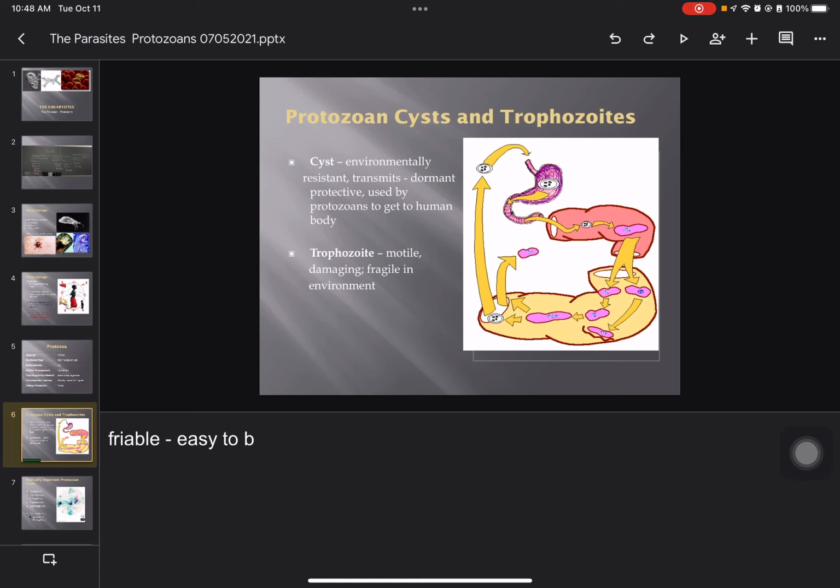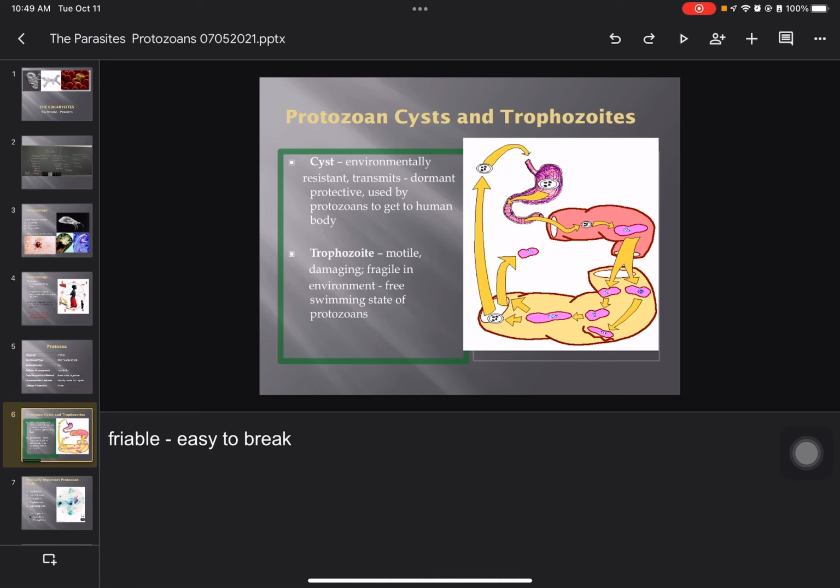Okay? The trophozoite is the active, free-swimming state of the protozoan. Now I say free-swimming because for the most part, most of them are motile, except one group is not. Okay? Good? So is the white one the cyst in this picture? This is the cyst. Yeah, the trophozoite's the longer one. The little pink dudes.